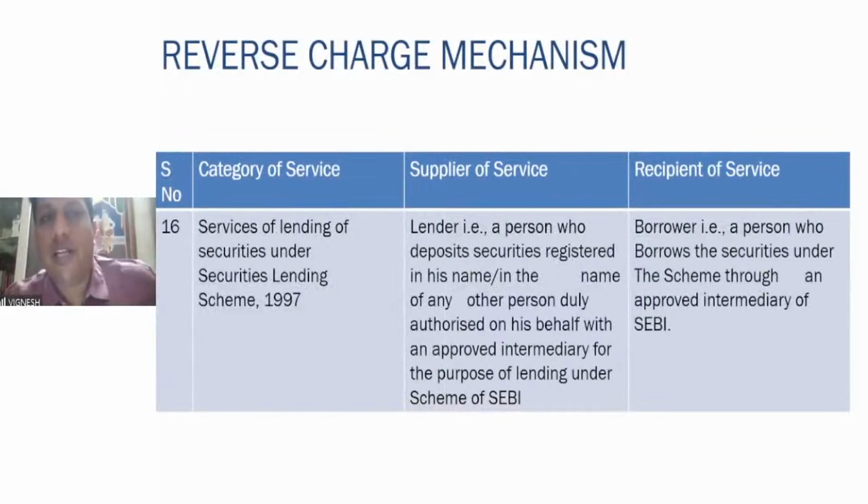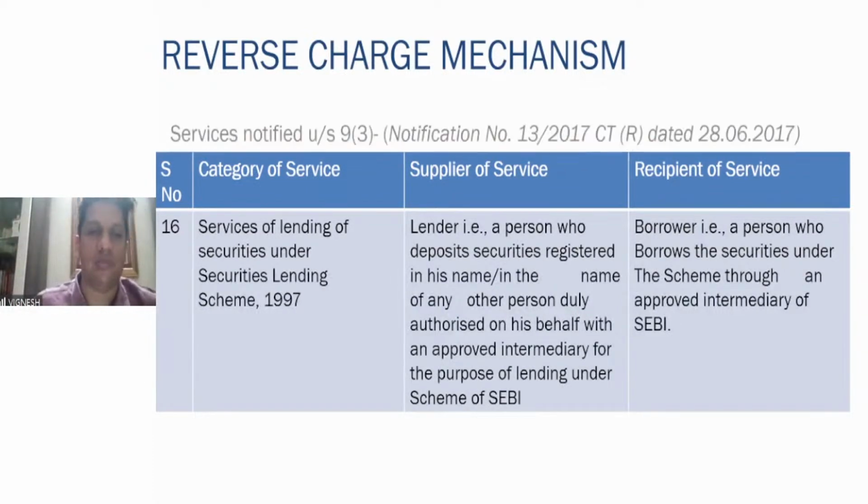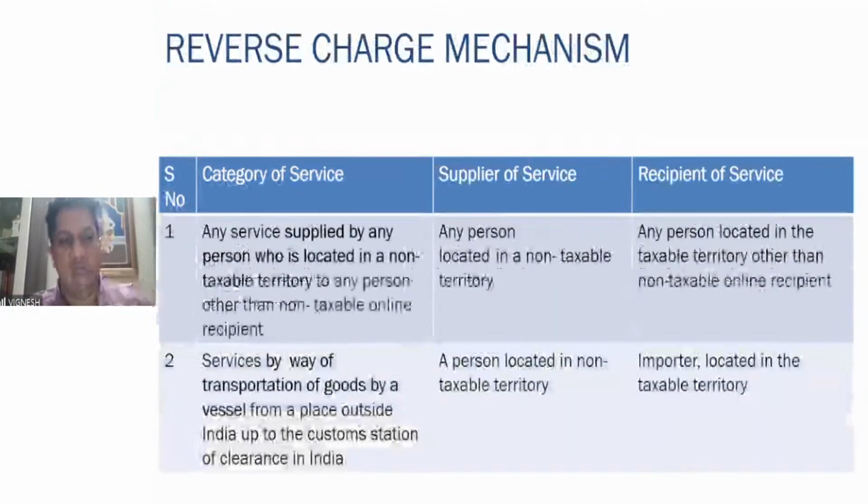Then lending of securities, we already covered last time with regard to the GST applicability on the lending fee and the interest which is earned. Here what happens is the supplier of services, the lender, deposits the securities with an approved intermediary for the purpose of lending under the scheme. Recipient of service is the borrower. So any amount which the borrower pays on that, the recipient of service, that is the borrower, will have to pay on the reverse charge basis.